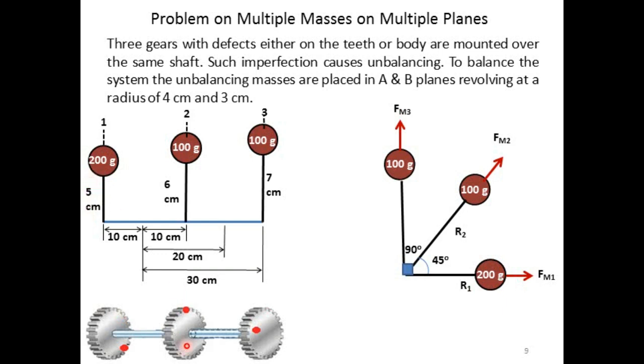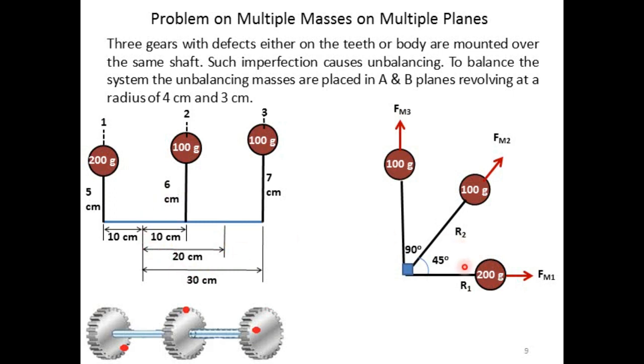In case of gear 2, the radial distance from the unbalanced mass to the axis of rotation is 6 centimeter, and the radial distance from the unbalanced mass to the axis of rotation for gear 3 is 7 centimeter. Also, the axial distances between the gears are known. All are represented in centimeters.